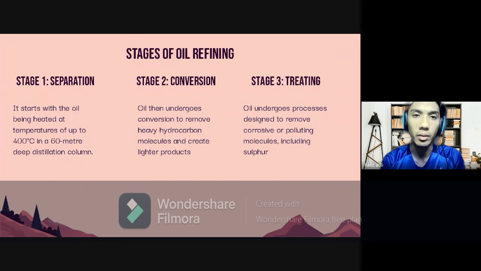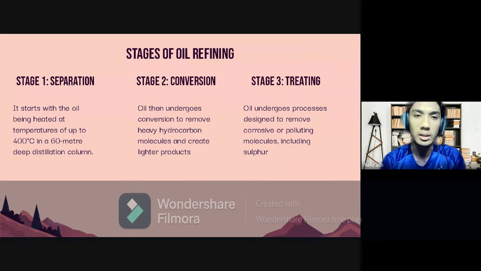For the stages of oil refining, there are three stages: separation, conversion, and treating. The first is separation. The first stage of refining separates molecules according to their weight using a process known as atmospheric distillation. It starts with the oil being heated to a temperature of up to 400 degrees Celsius in a 90-meter-deep distillation column. This causes the oil to vaporize and ascend to the top of the column. Meanwhile, the heaviest molecules, also known as the residual, remain at the bottom of the column. This includes highly viscous material such as asphalt.